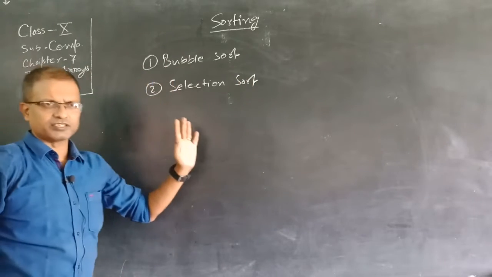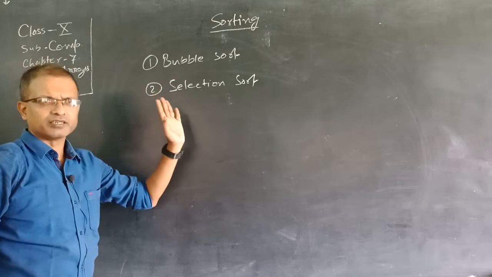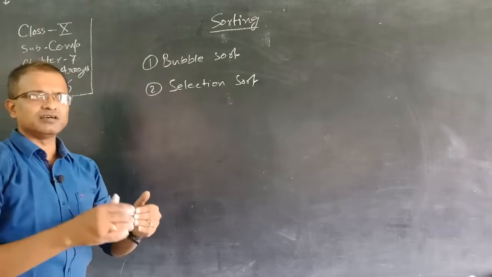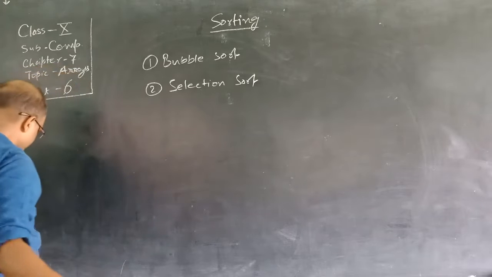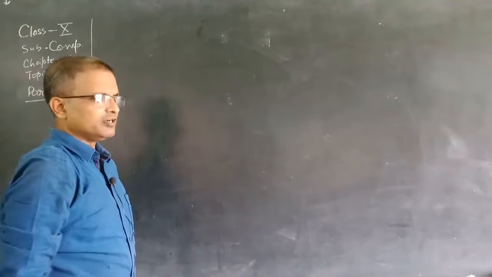Bubble sort is the simplest technique. This is a very simple technique. Selection sort is a little bit higher. So first of all, let us discuss bubble sort.